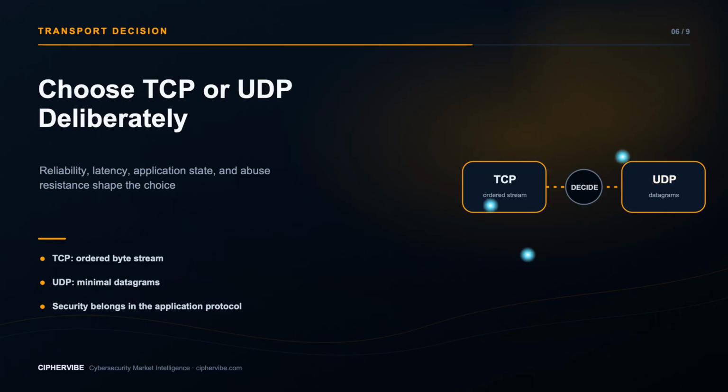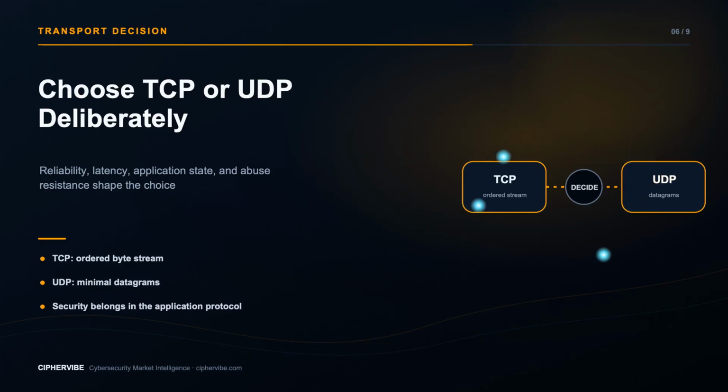Do not translate that into TCP secure and UDP insecure. Neither base transport encrypts application content or authenticates a user. TLS commonly secures applications over TCP. QUIC integrates cryptographic protection while using UDP as its substrate. DNS can use both transports depending on the operation and response.